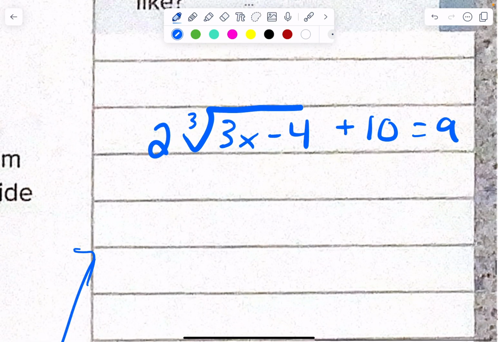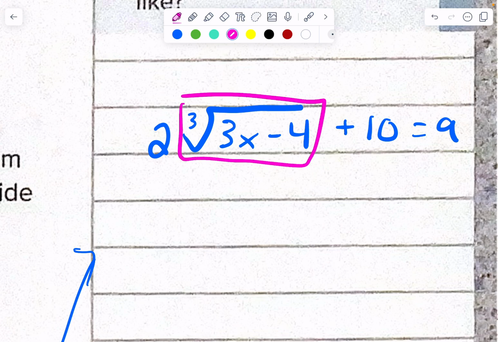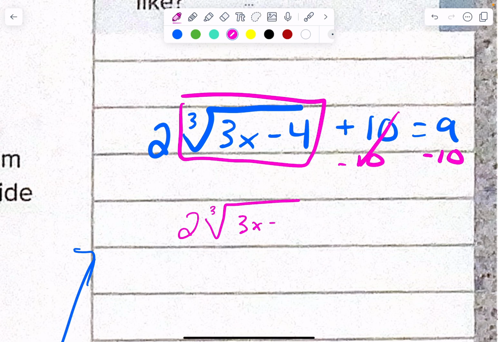Okay, now this is a cubic root. And so we need to isolate the radical. The radical is this guy. Everything that's underneath of that square root, or that cubic root. I'm going to subtract the 10 first, which is going to give me a negative number. 2 cubic root, 3x minus 4. That is to the negative 1st power.